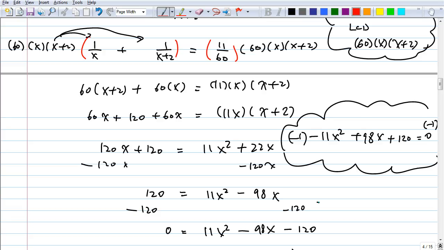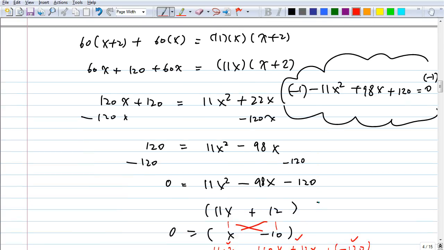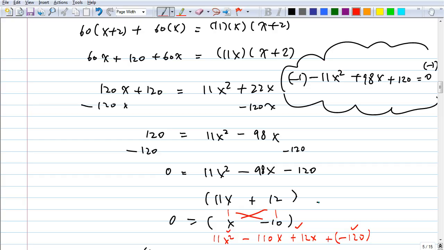By the way, guys, this one is nice because it's 11x squared. How many ways are there to get 11x squared? Only one. 11x and x. So, Jamin, what did you get? 11x plus 12 times x minus 10. How many people got 11x plus 12 times x minus 10? Because that's the right answer. Let's check. 11x times x, you get 11x squared. 11x times negative 10, you get negative 110x, plus 12x, plus negative 120. It checks, doesn't it?